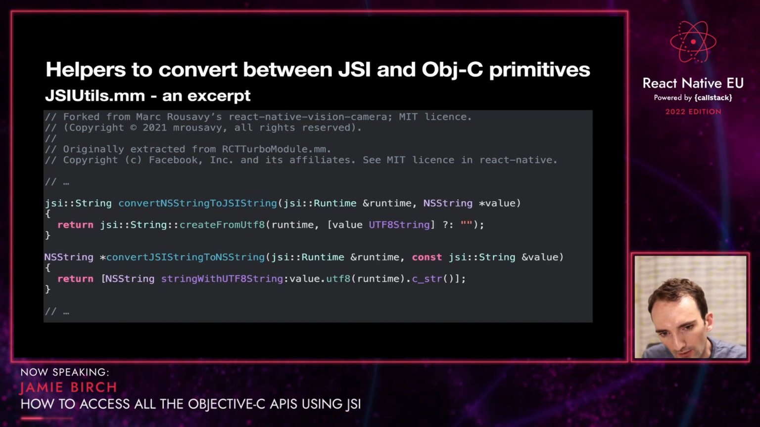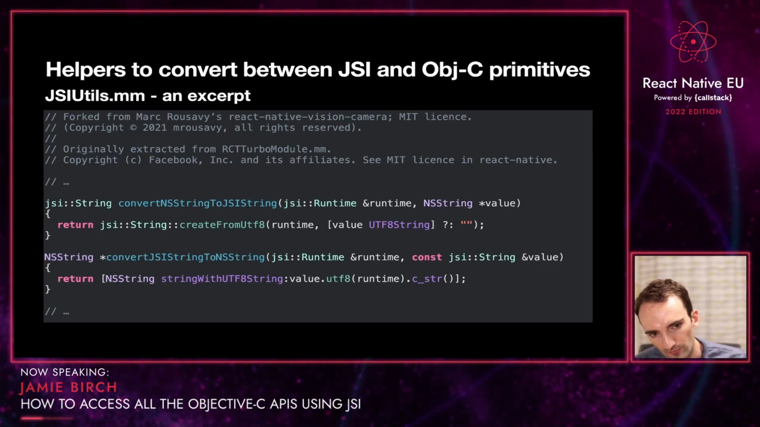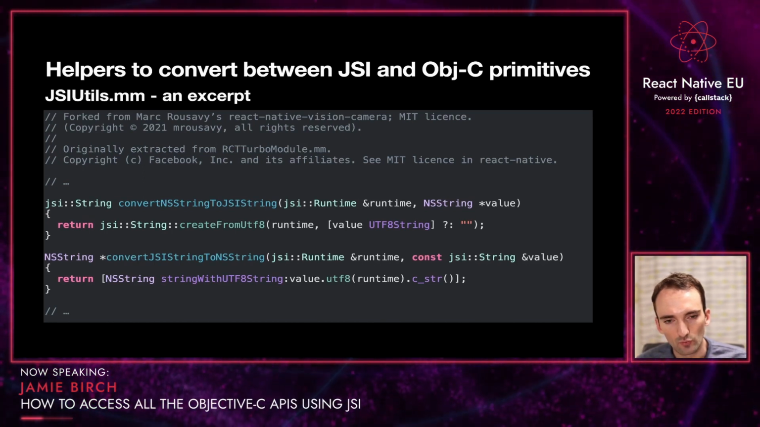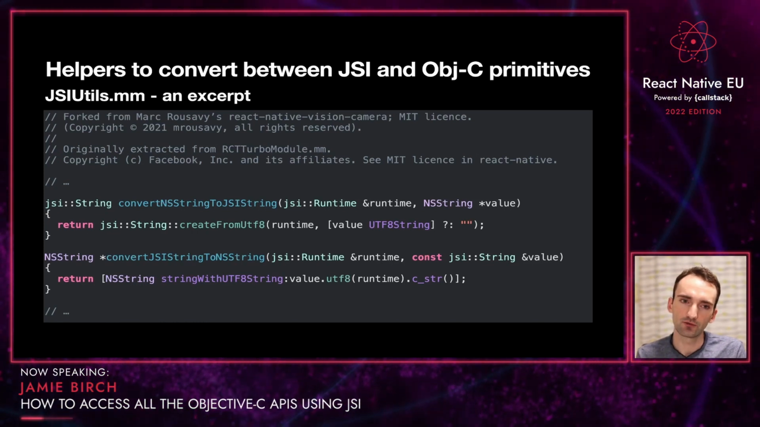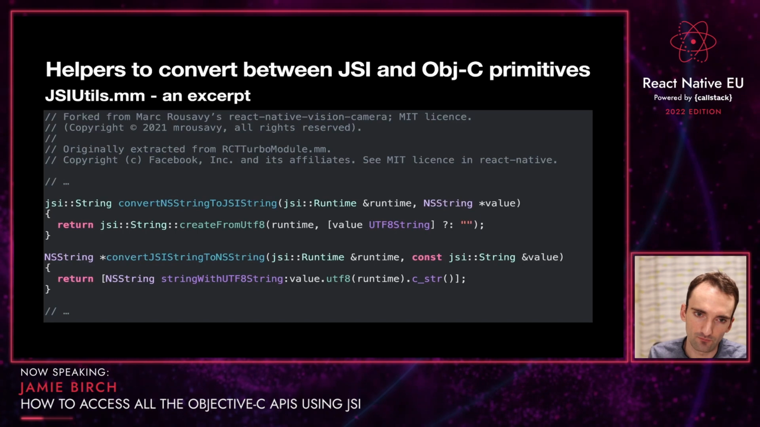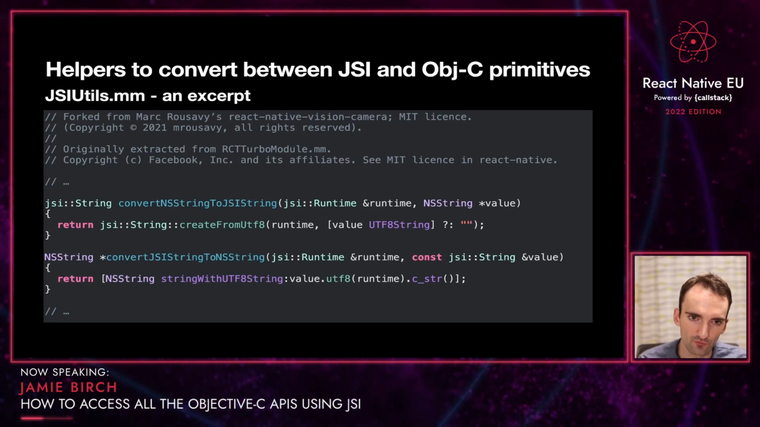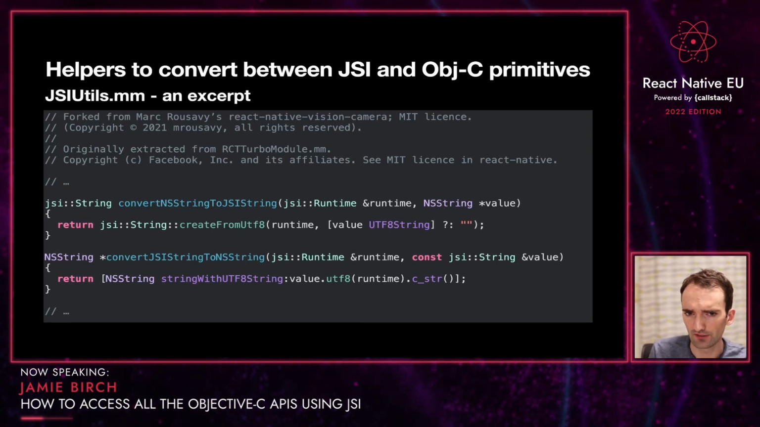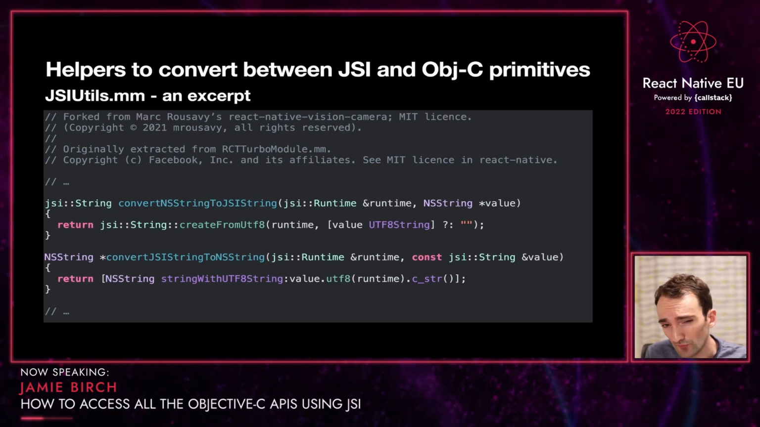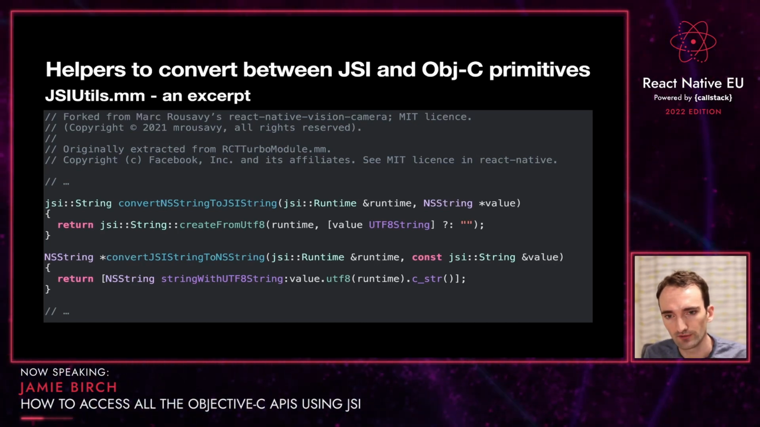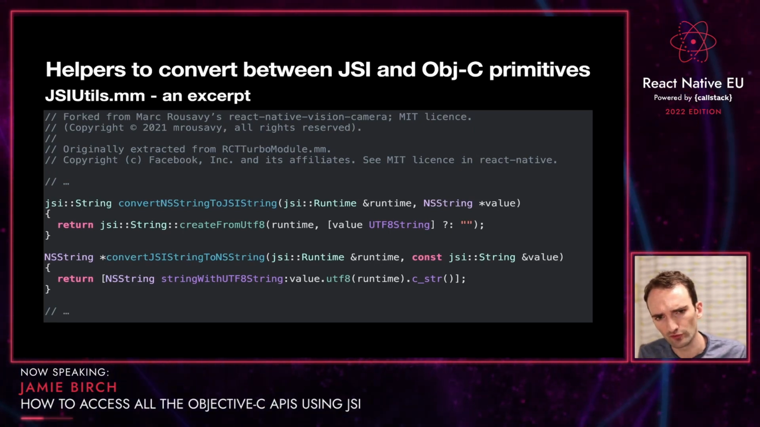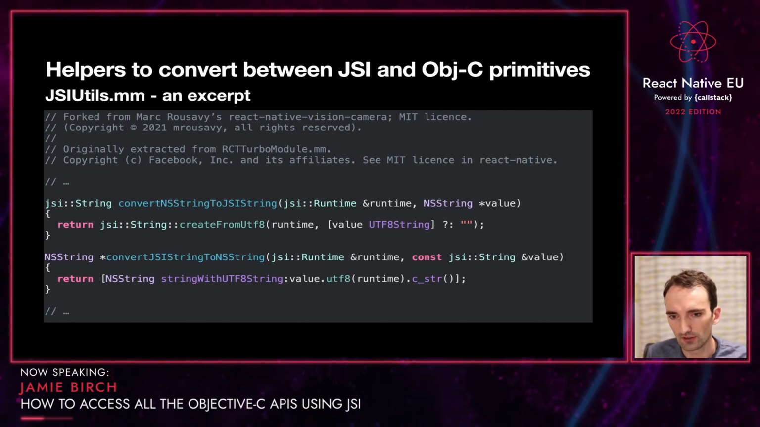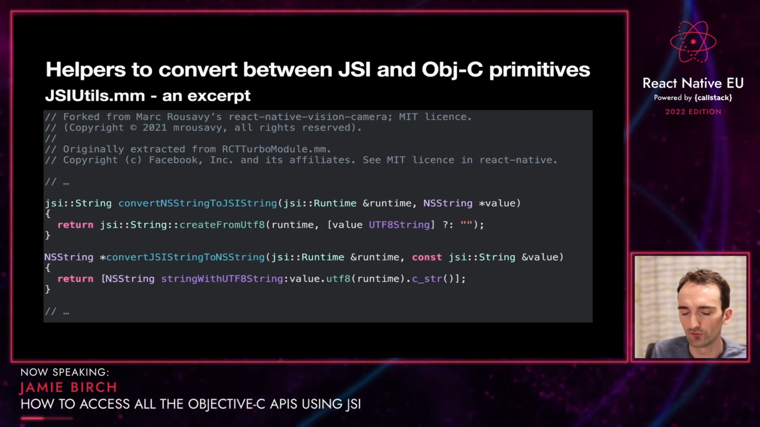So now you know all the kind of types we can make, the primitive types in JSI. It would be handy to not have to write all the boilerplate for it each time. And so what I found very helpful is this JSI utils file that Marc Rousavy makes use of in his React Native Vision Camera library. I believe it was originally extracted from RCT Turbo module. So maybe one day it will actually become something you can import straight out of React Native core. And it provides a bunch of functions like convert NS string to JSI string and convert JSI string to NS string, which saves you a lot of reinventing the wheel on your side.